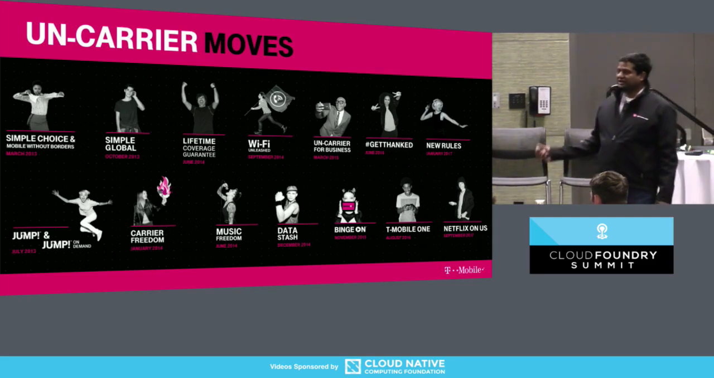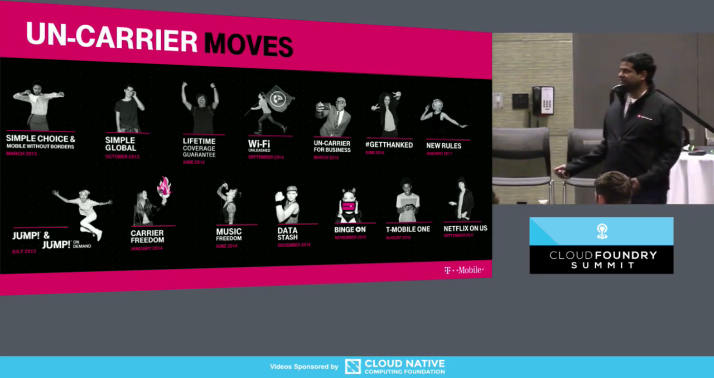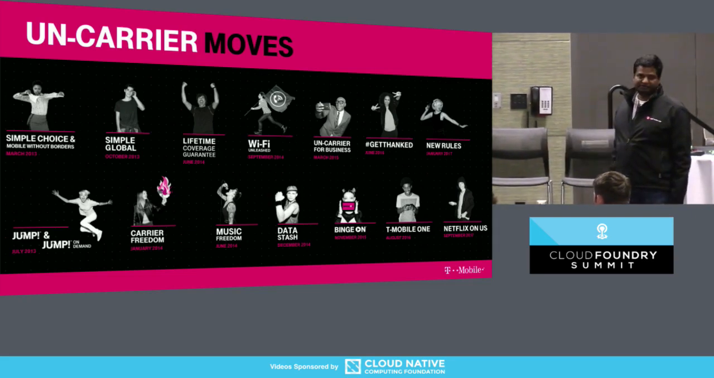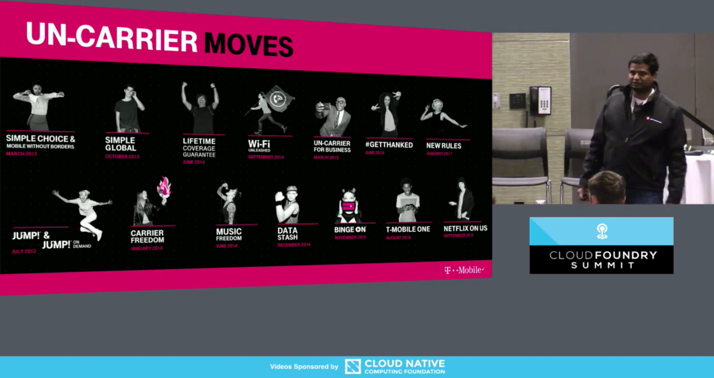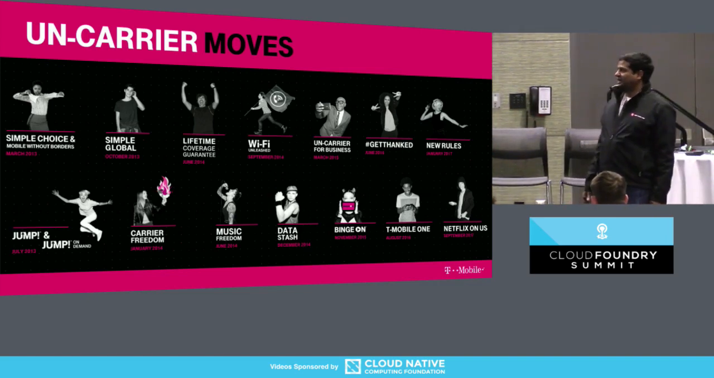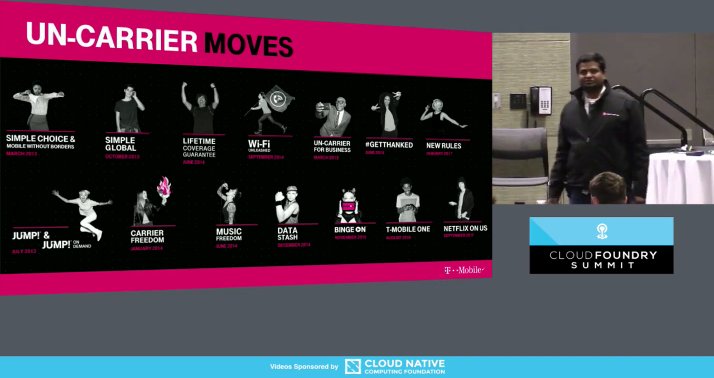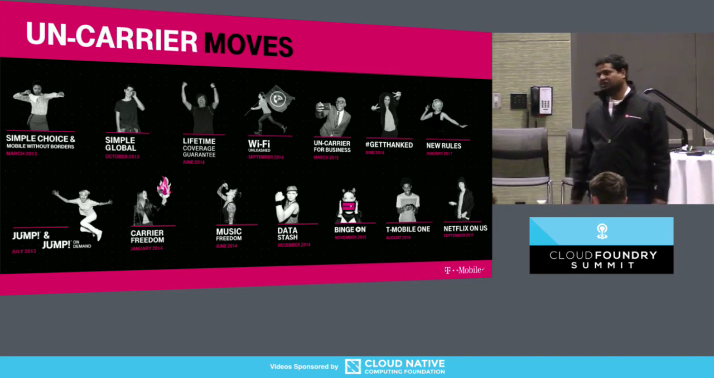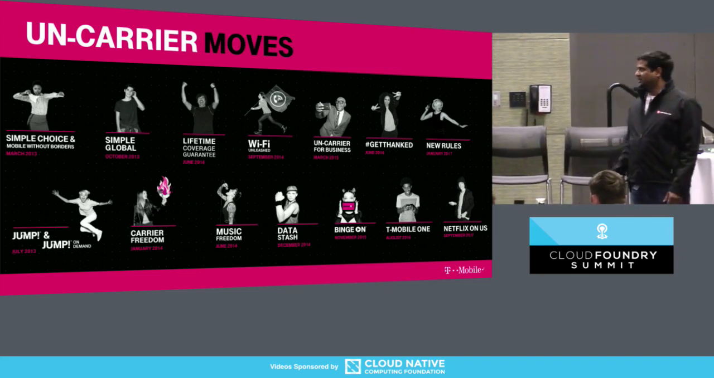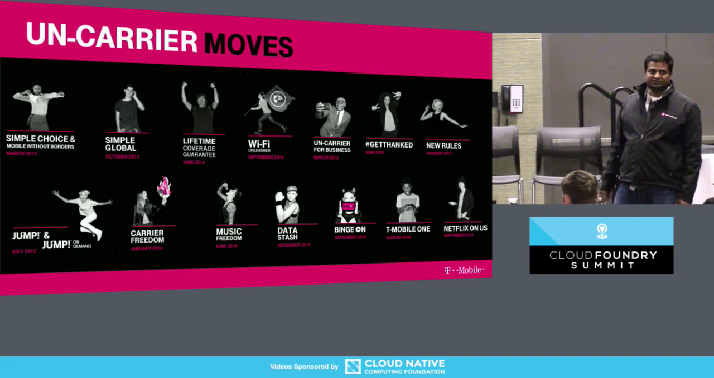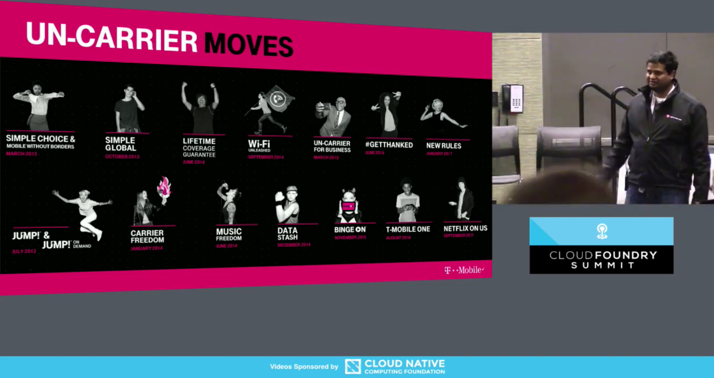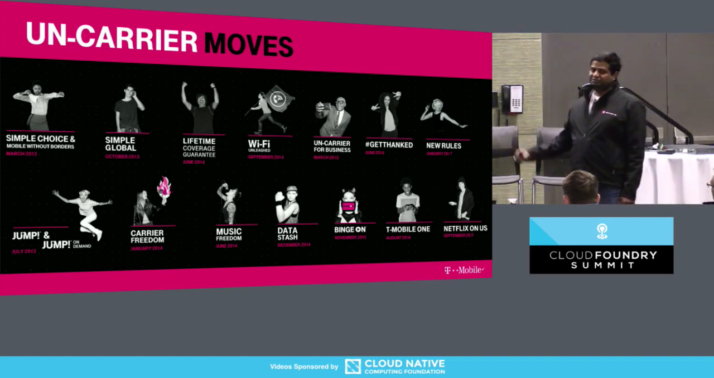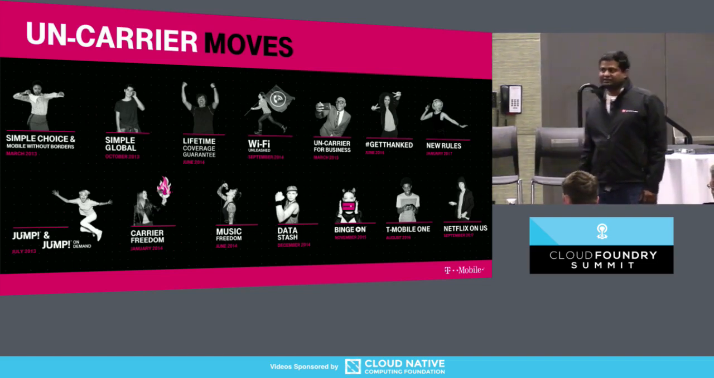Of these wireless Un-carrier moves, I'll call out a few of them. I think most of you would have used the free wireless internet in GoGo in-flight. And also we have Carrier Freedom, where we are defined as no contracts at all. And the most recent one is Netflix on Us, where you subscribe to a T-Mobile plan, you get a free Netflix. So what does this mean to us as an IT industry, right?